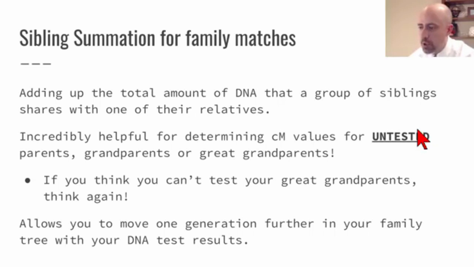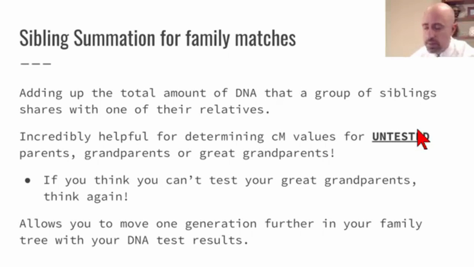I've come up with a term called sibling summation to describe a process where we add up the total amount of DNA that a group of siblings shares with one of their relatives. I believe that other people are using this method, but as far as I know, this method hasn't been given a name, and I think we need to have a name so that we can discuss it and utilize it for our matches. I think this process is really incredibly helpful for determining centimorgan values for untested family members, including parents, grandparents, and great-grandparents.